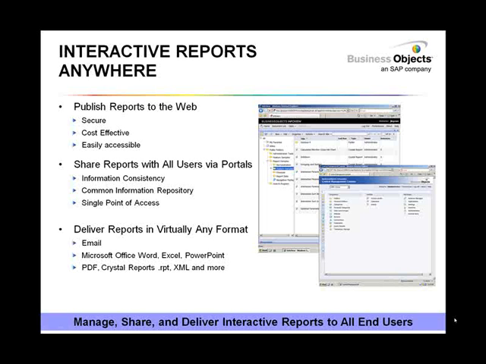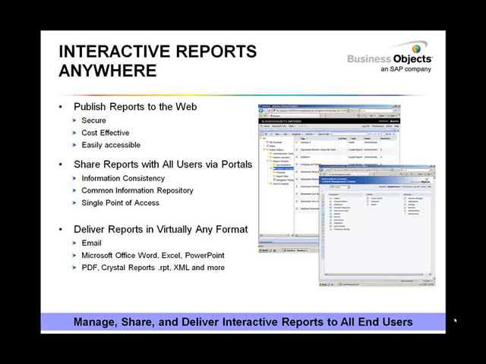This gives you then the ability to deliver information consistency. A common information repository, everybody knows the one place to go when they want to get the most accurate and up-to-date information. And there is a single point of access for that information. So there's no more looking around for who's got the most recent version of the report. Am I looking at the most recent version? Am I looking at the right version? Single point of access says, here it is, this is where you need to go. And of course, you can deliver reports in virtually any format.